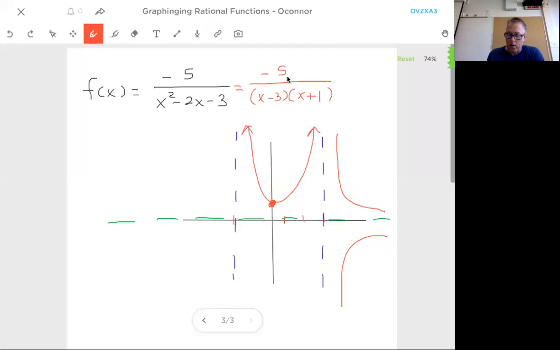If I plug 4 into the equation, 4 plus 1 is 5, which is, of course, a positive number. 4 minus 3 is 1, which, of course, is a positive number. And if I have negative 5 divided by 2 positives multiplied together, that's going to be negative. A negative divided by a positive would be a negative. And that means the bottom part is the graph and the top is not.